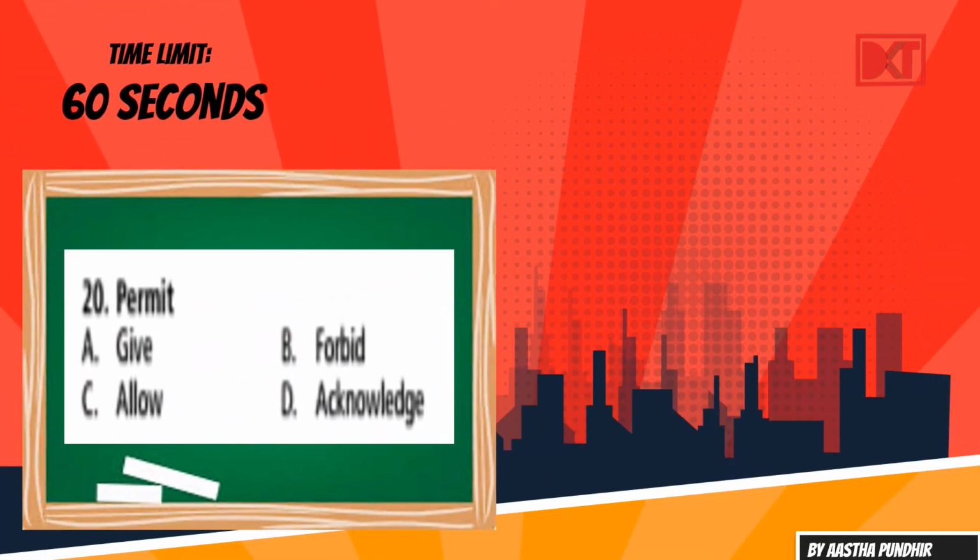Okay, the next word we have is permit. Here the options are A. Give, B. Forbid, C. Allow, or D. Acknowledge. Permit means allowing something. So the antonym here is B. Forbid, saying no to something. Alright. The other words give, allow, acknowledge, they are saying yes to or allowing something, agreeing to something. Alright. These are synonyms.